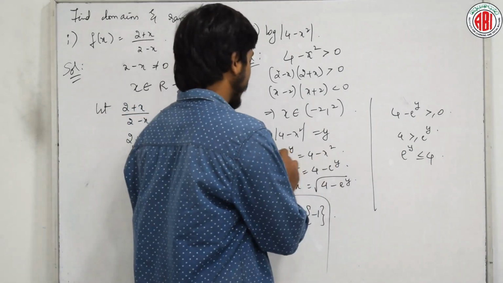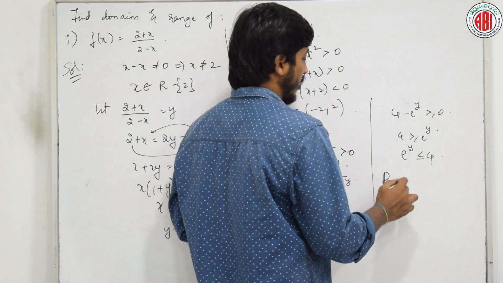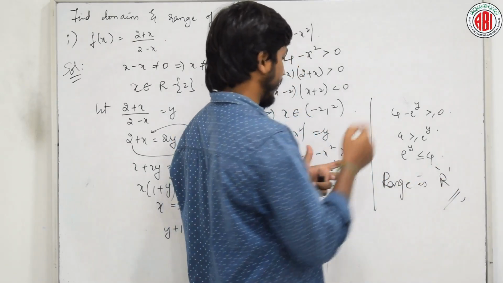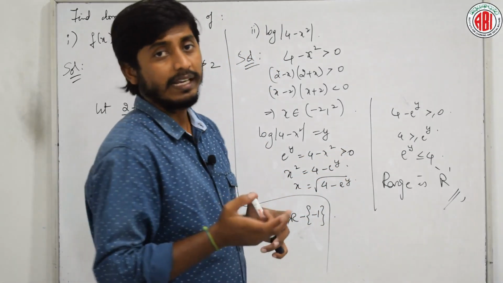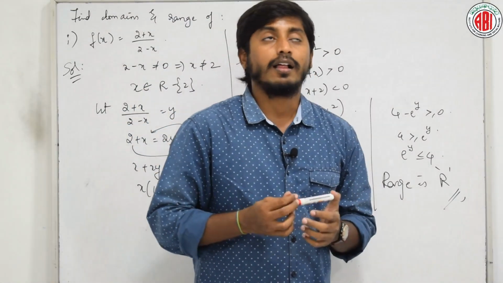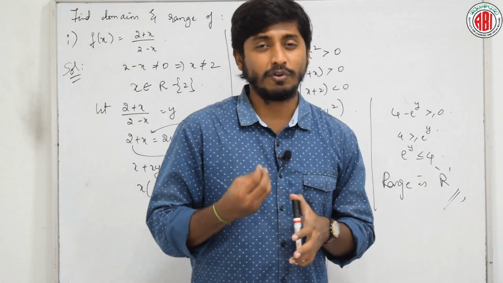Or else you can directly write here: since e power y is greater than 0, obviously the range is always a real value. You can get anything. Clear? Fine. These are different problems of domain and range. Shall we do a few more?